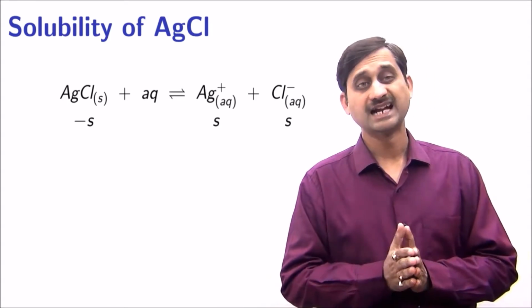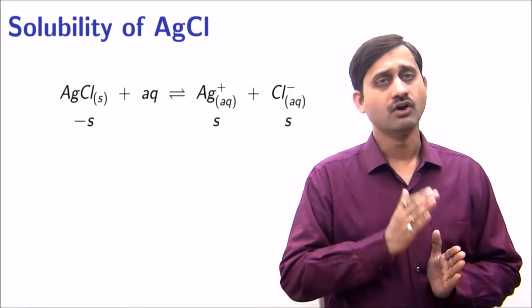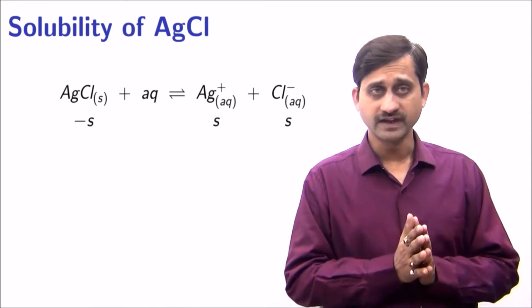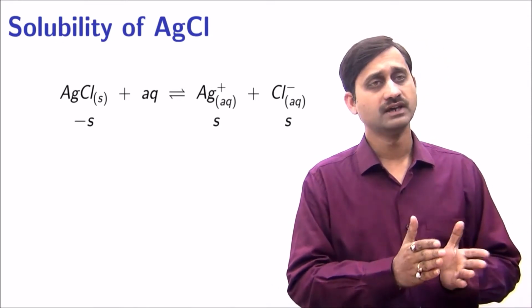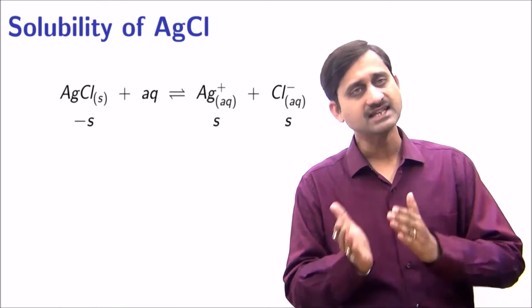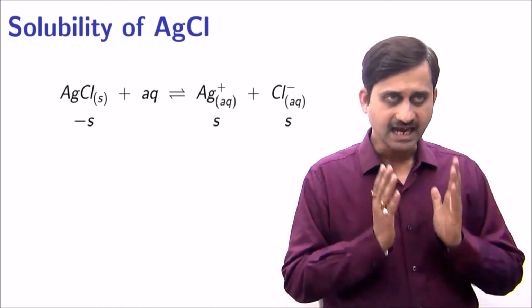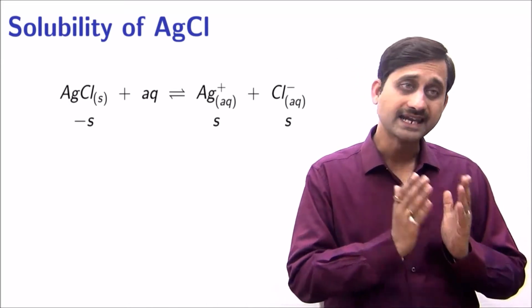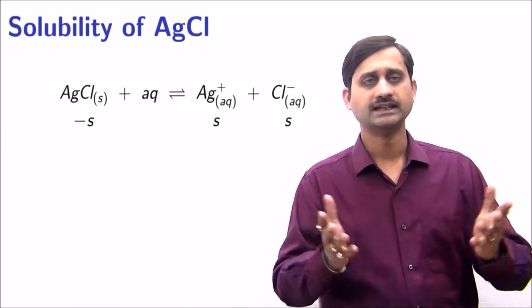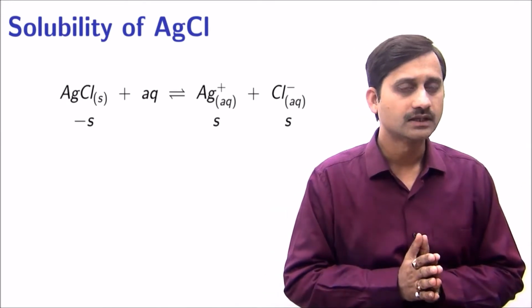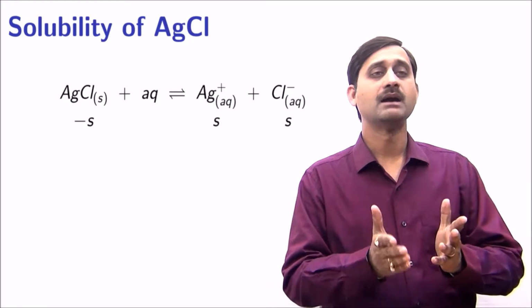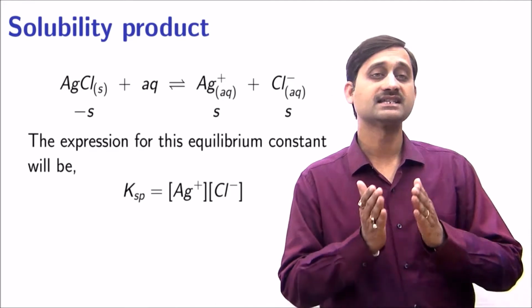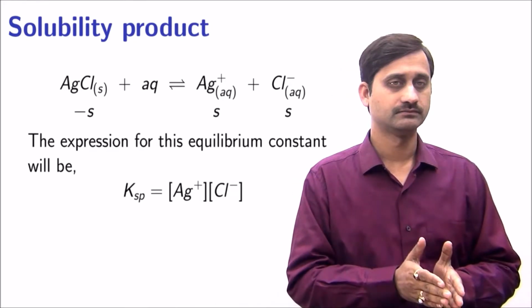The equation tells us that per mole of AgCl dissolved, 1 mole each of Ag plus and Cl minus will be formed. So when S moles of AgCl dissolve, S moles each of Ag plus and Cl minus will be formed. As this equation with forward and backward equilibrium arrows again represents an equilibrium, an equilibrium constant is obviously used. This equilibrium constant will be obtained by multiplying the concentration of silver and chloride ions in the saturated solution of silver chloride.